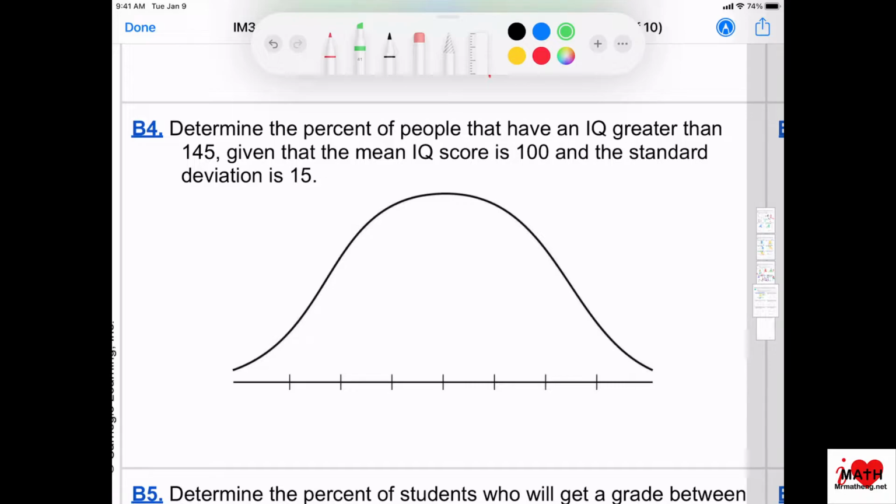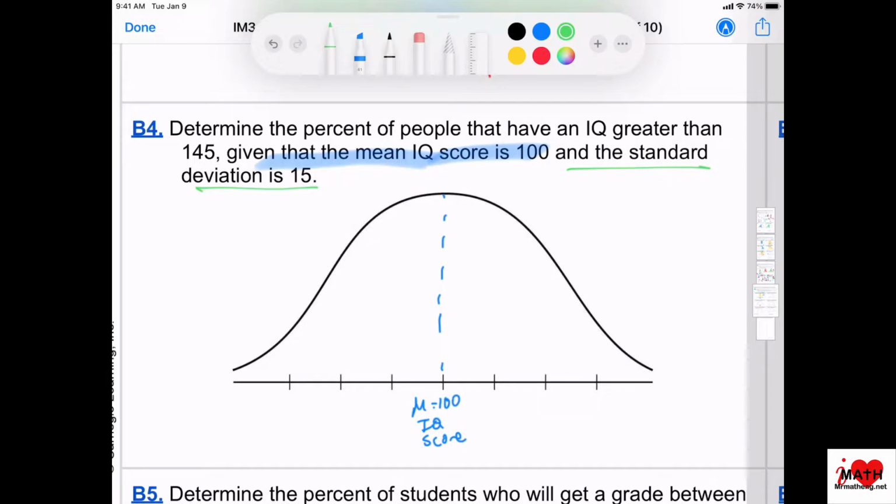That's B3. Let's try B4. Determine the percent of people that have an IQ greater than 145 with a mean of 100. So mean is a measure of center. It's going here in the center in a normal symmetrical. That is a 100 IQ score. And a standard deviation of 15.